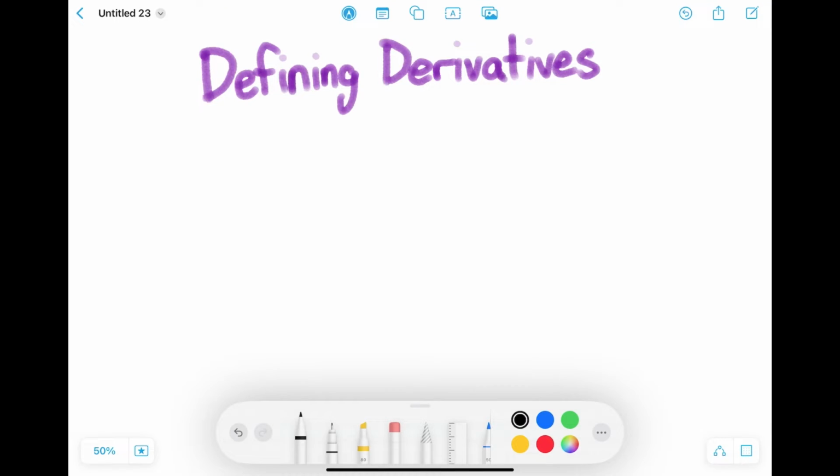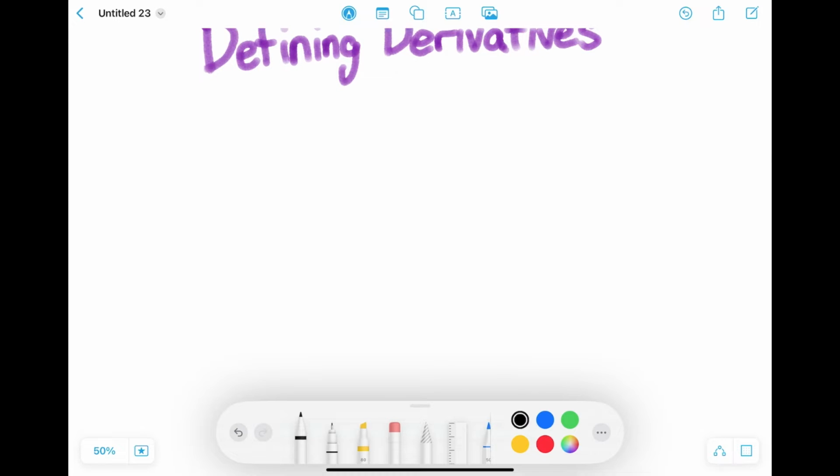Before we start diving into all the stuff about derivatives, I think it's really important to quickly touch on what a derivative is and how it's defined. The easiest way to look at this is starting with two types of equations, one linear, one not linear.